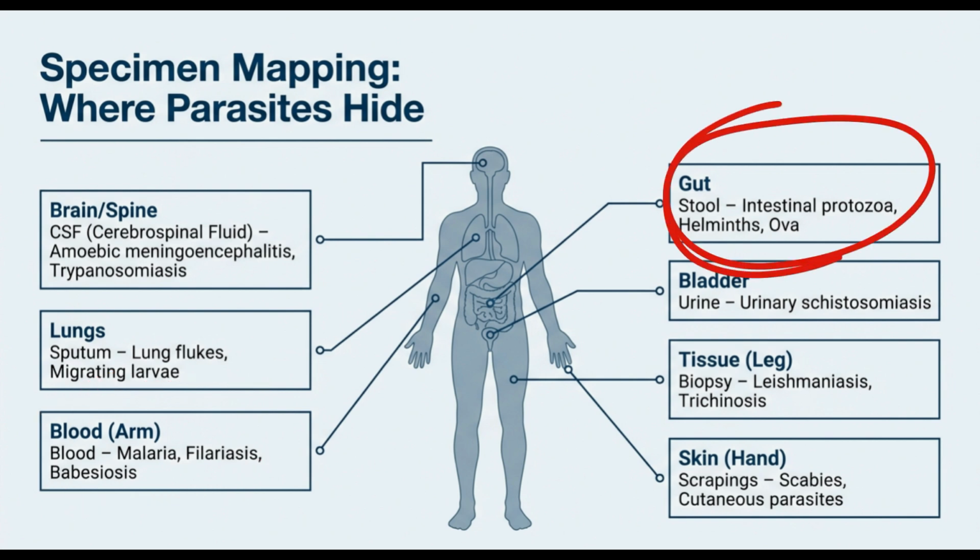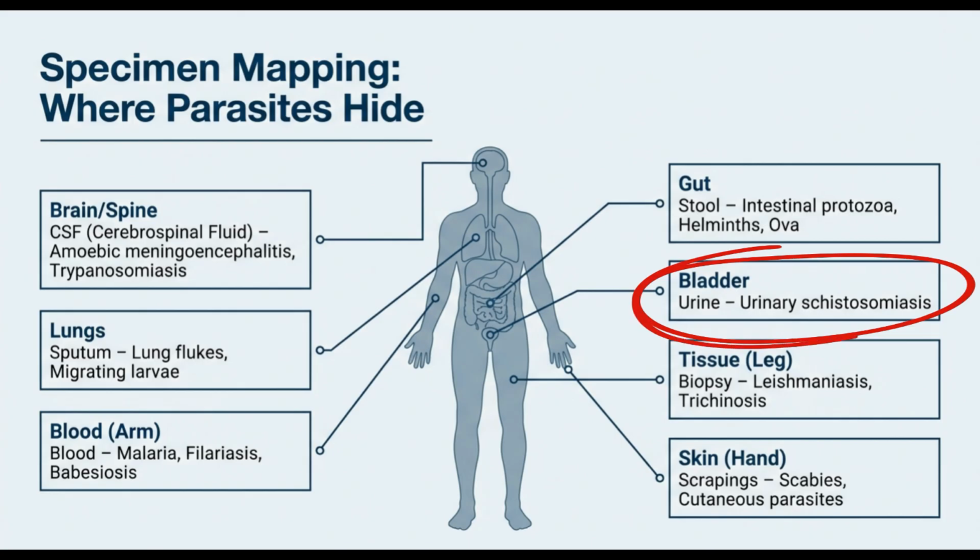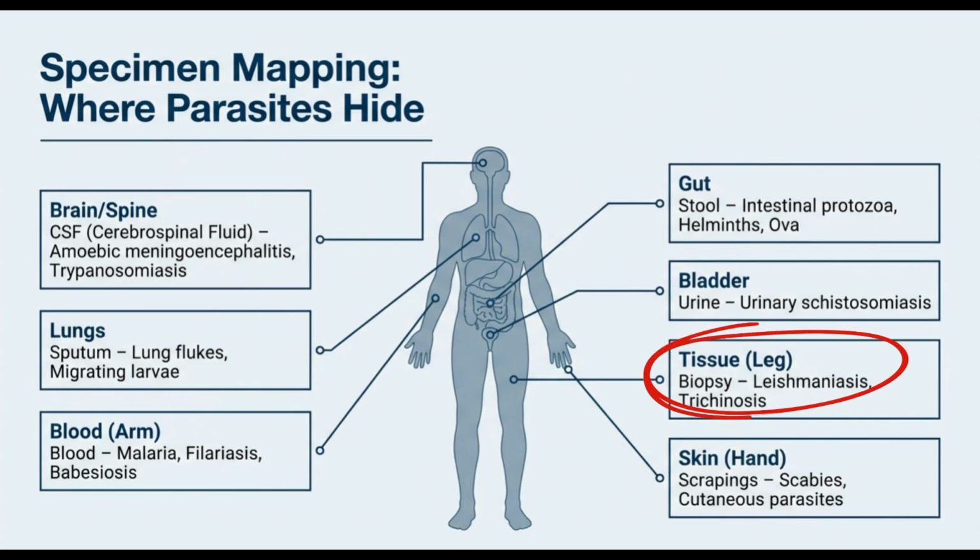Moving to the body's core, the gut is a super common spot for intestinal protozoa and helminths, which makes a stool sample essential. The bladder can host parasites that cause urinary schistosomiasis, so for that we need a urine sample. For systemic infections that show up in tissue, like leishmaniasis in the leg, a tissue biopsy is performed. And finally, for parasites living on the surface, like scabies, we'd collect skin scrapings from the hand. You see, each location dictates a very specific collection strategy.